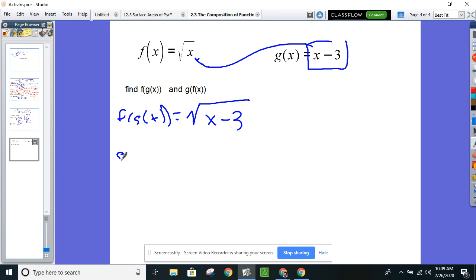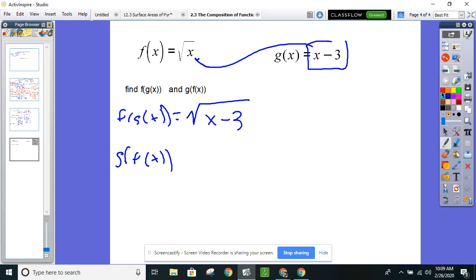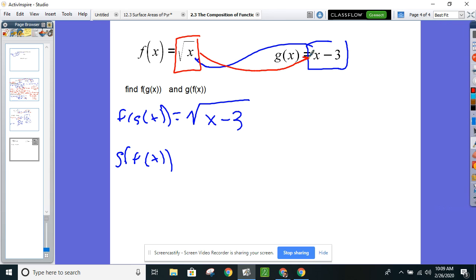Now on a g of f of x equation, same thing. You're only replacing, let me change the colors right now, you're only replacing the x. So this is going in for x only. Since we're only replacing the x, we're left with radical x minus 3. They look very similar, but the difference is the negative 3 is under the radical on this top one, and it's not right here. So that is composite functions with everything.